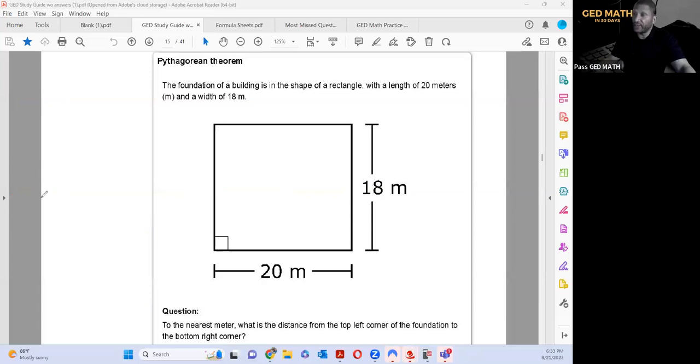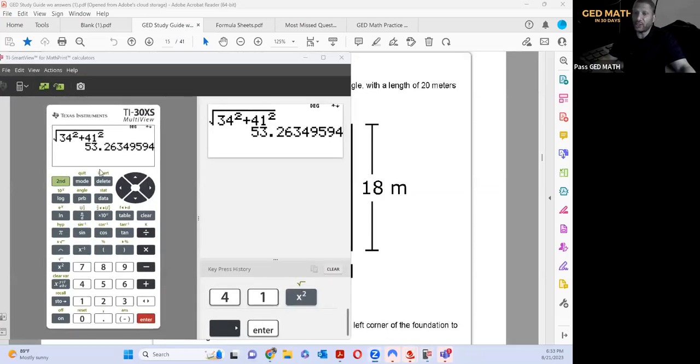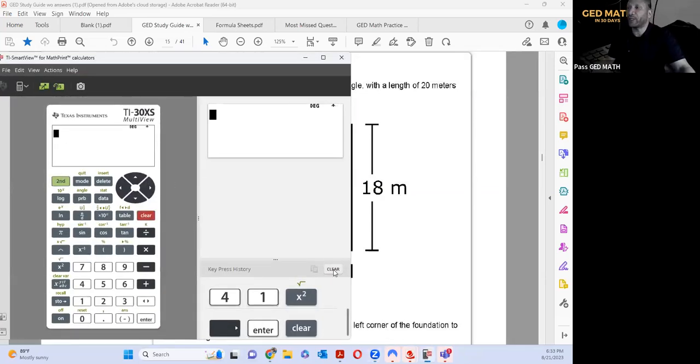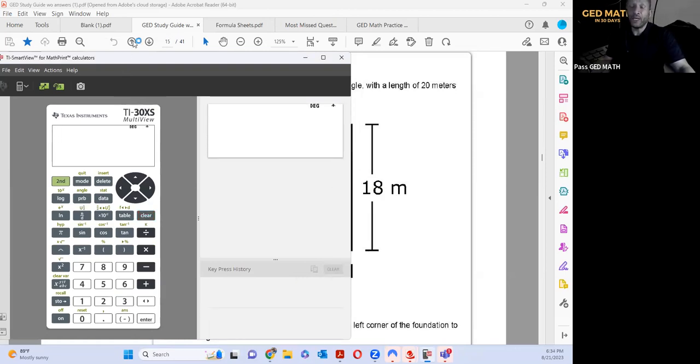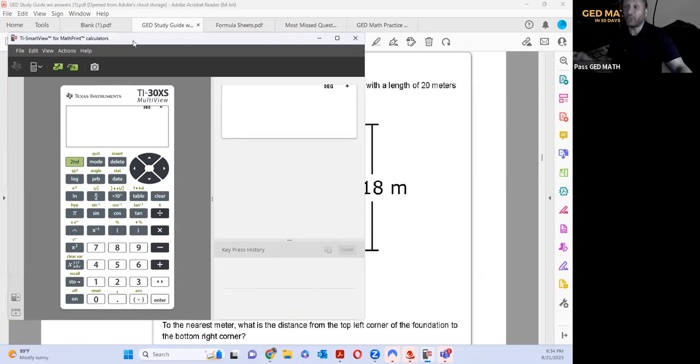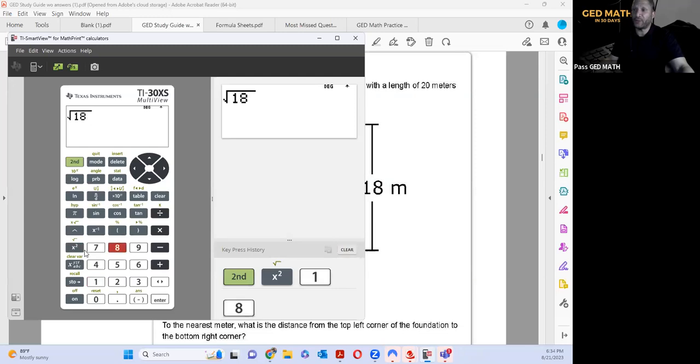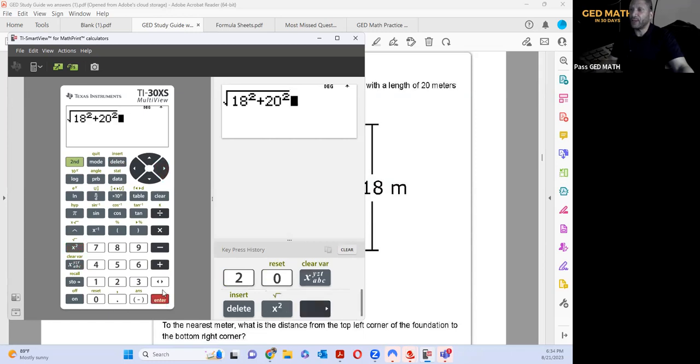Let me clear the screen. Again, we want to be able to do it quickly, but we also want to make sure we're correct. But guess what? If you know the formula, the calculator will do the work for you. This is the purpose of using the calculator, because if you put everything in correctly, it's nothing for you to do.